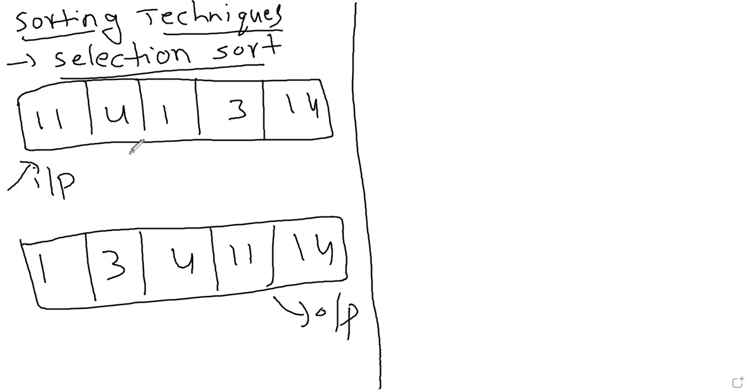So this is the input. I want to get an output 1, 3, 4, 11, 14. This is an order. Which order? Ascending order. So how do I want to achieve this output? By using the selection sort. So what is the mechanism of selection sort? First you distribute the array into 2 arrays.